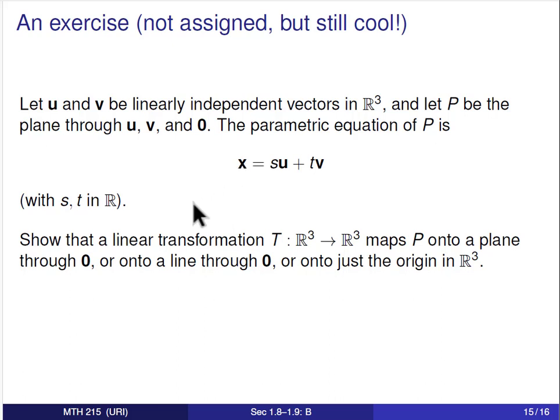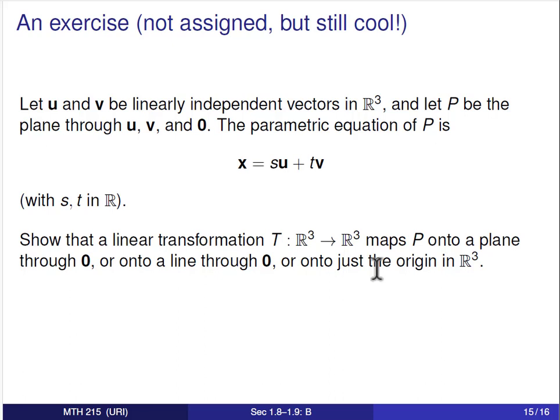Our question here is to show that a linear transformation T from R3 to R3 is going to take the points of that plane and map them onto a plane through 0, or a line through 0, or just the origin. So whenever you take the linear transformation of that plane, you're going to get a plane or a line or just a point. Now, how would you do that? We're not actually going to run through the full solution here. I would like to leave something for you to think about.